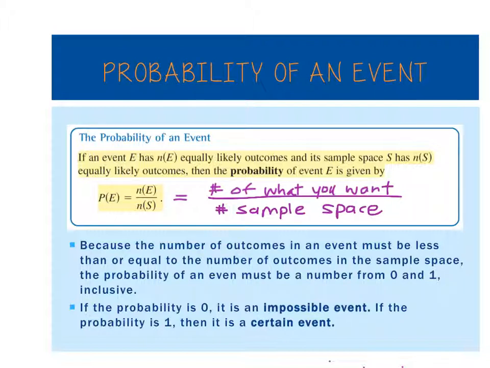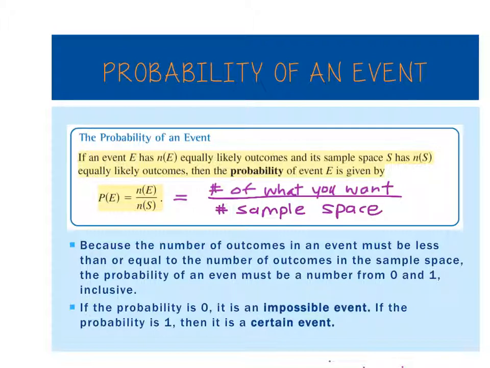An event is what you're trying to get. So if you want to figure out the probability that you're going to land on heads, then the heads is the event. So in that case, what would be what you want? The heads. So the event is what you want. And then the sample space is that if it's only 1 coin, it's tails or heads, so it'd be 2.